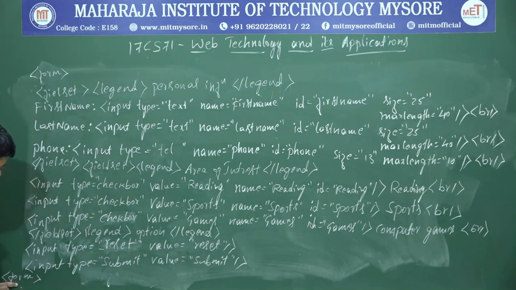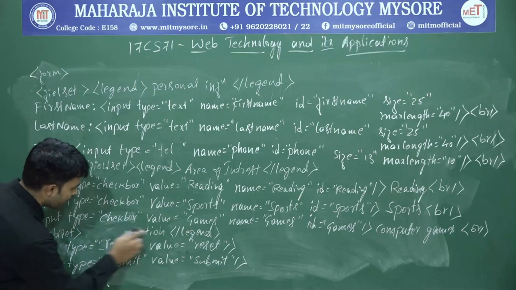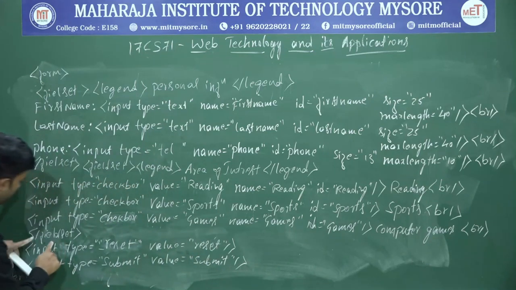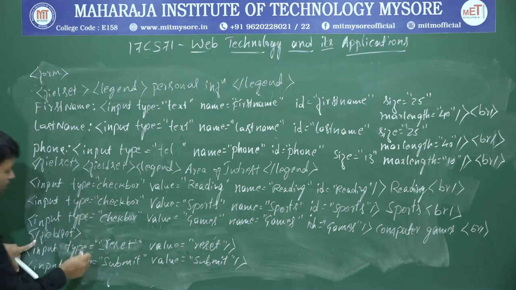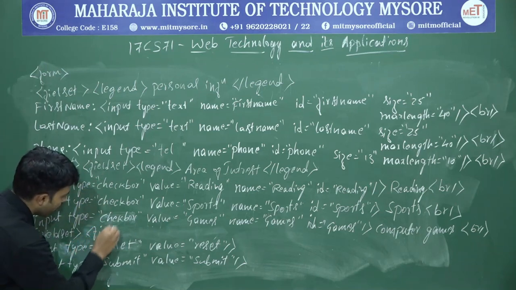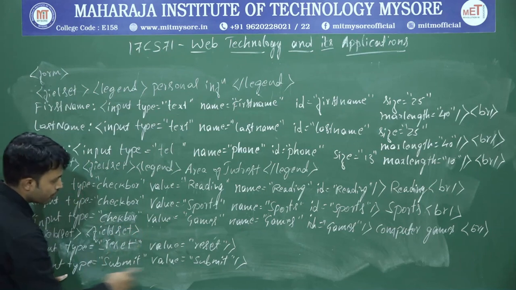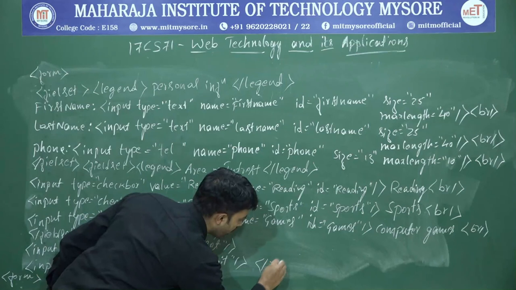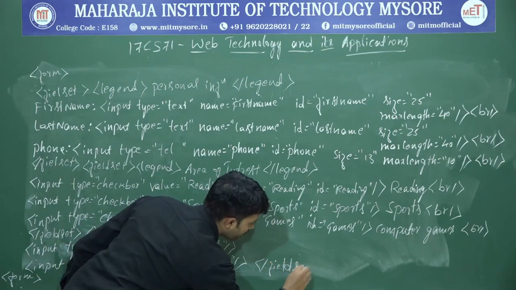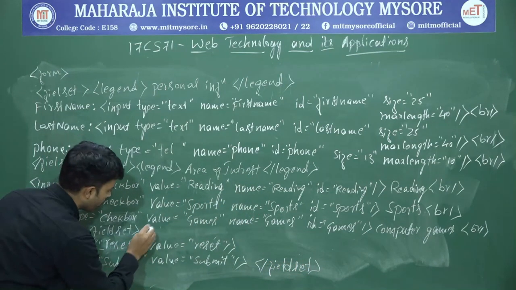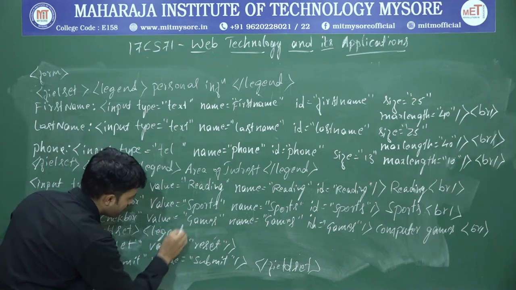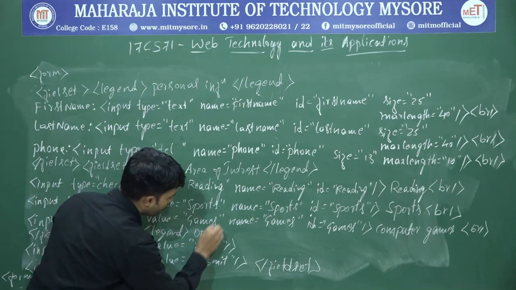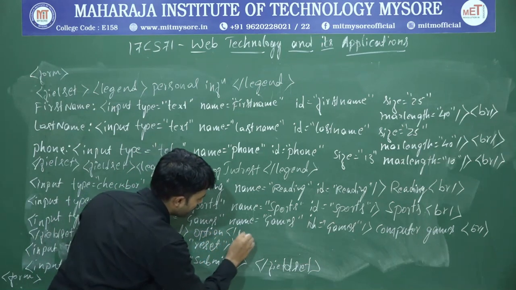Okay. So at the end, before form, I have to close this. Okay. So before this legend, I have to open field set. Okay. So here this is the closing field set of this. So before closing the form, I have to write the closing tag of field set. Okay. So now here I am going to write what? Legend option, again close this legend.